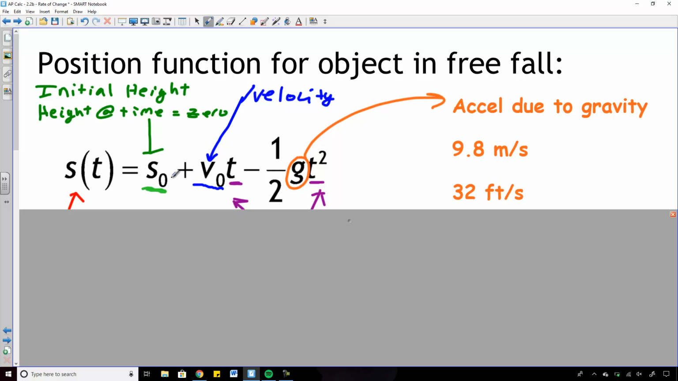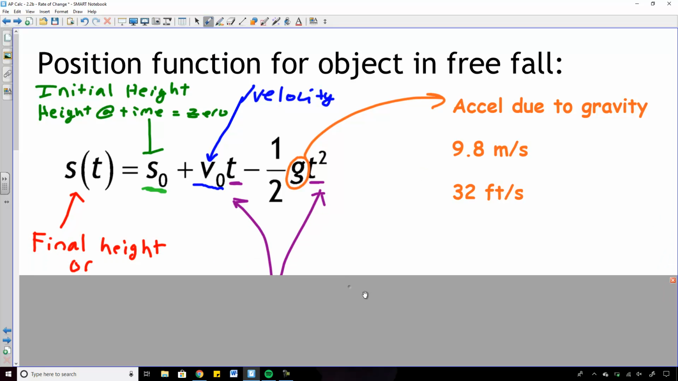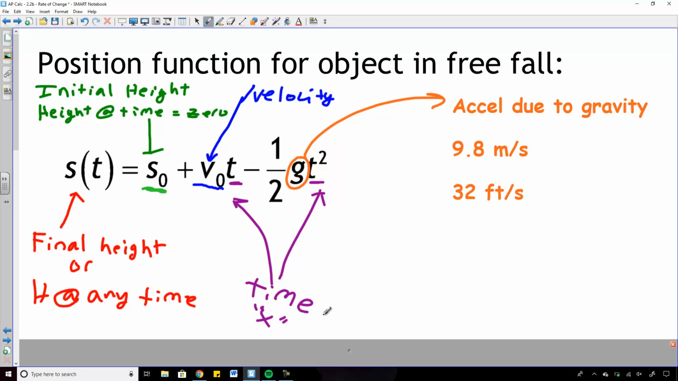And then this g here, a lot of variables, is acceleration due to gravity. If you are dealing with meters, you're going to use 9.8 meters per second squared. If you're dealing with feet, you're going to use 32 feet per second squared, and we're always going to take half of that. And this is negative because gravity is negative. So we use a positive gravity but a negative sign here. It's all about how you think of it. Lastly, this is going to be your final height, or your height at any time.